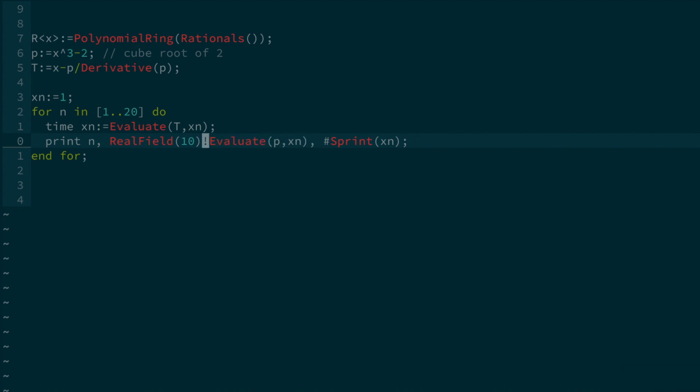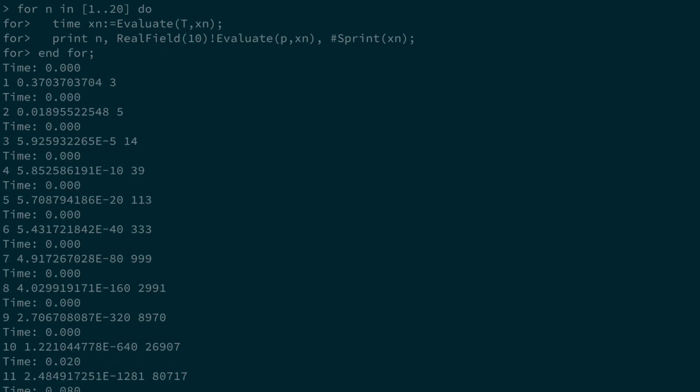I'm going to make this evaluation, and then coerce it to the real field with 10 digits. I don't want to approximate things to hundreds of digits, I just want to get an idea of how close I am. So the order of magnitude of this distance is important. And here's the catch: I'm going to print out how many symbols it took to represent the rational number xn. Let's see what it looks like. All right, here we are.